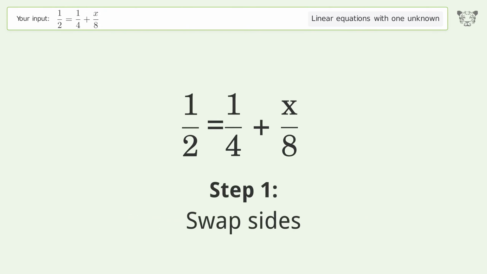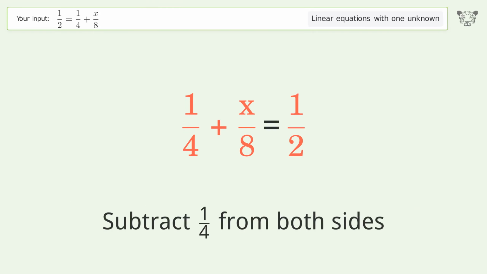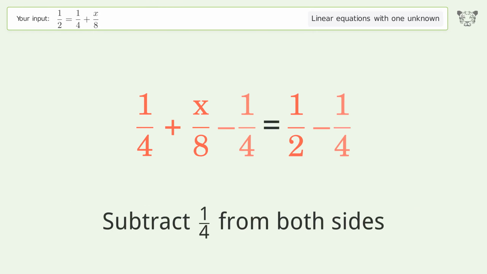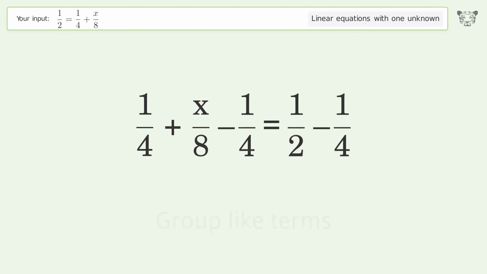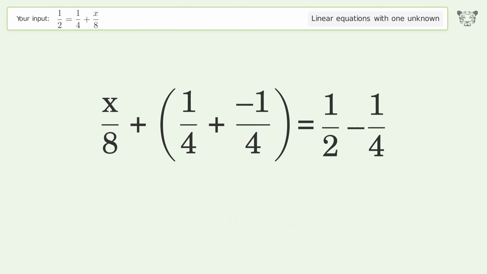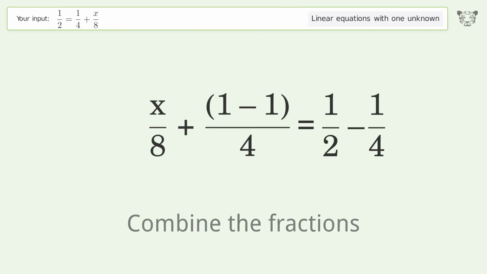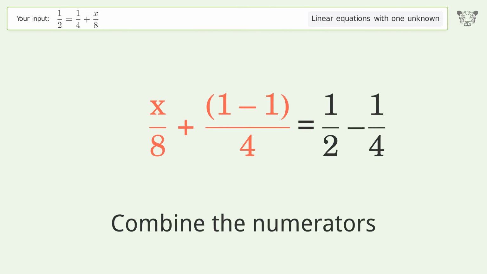Swap sides. Group all constants on the right side of the equation. Subtract 1/4 from both sides. Group like terms. Combine the fractions. Combine the numerators.